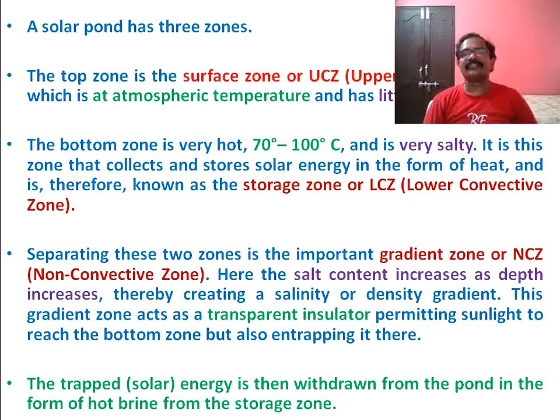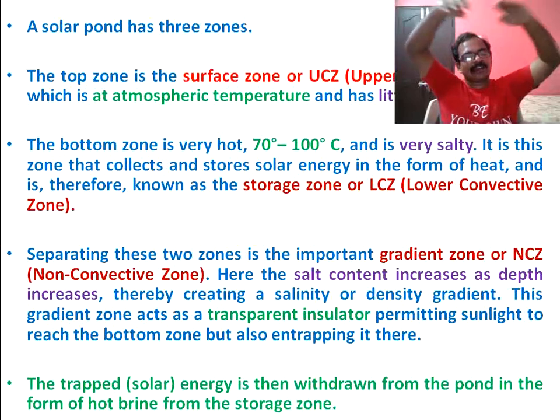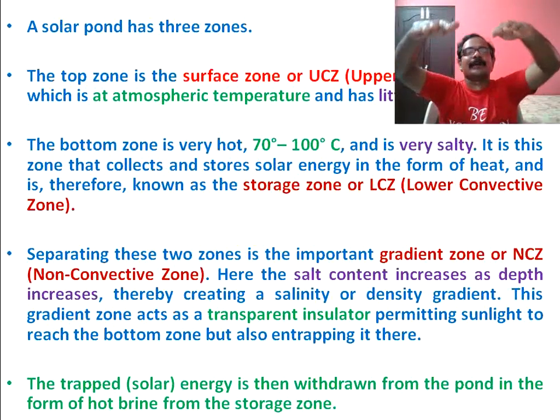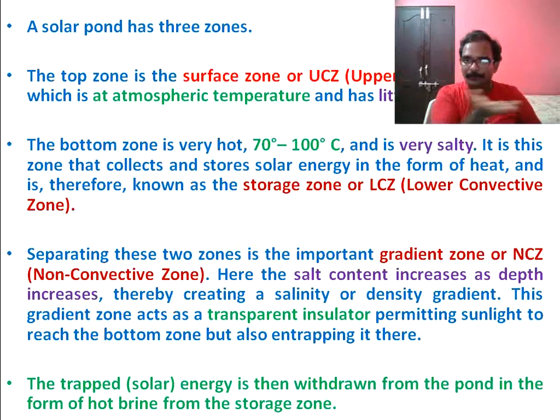So a solar pond has 3 zones. The first one is called the top zone, the bottom zone, and an intermediate, that is the in-between zone. What is the top zone? The top zone is called a surface zone or upper convective zone, which is at the atmospheric temperature and has a very little salt content. I already told you the heat will always be dissipated to the environment. It will always be at the atmospheric temperature, called the ambient temperature, and the top layer will be maintained at a very less salt content.